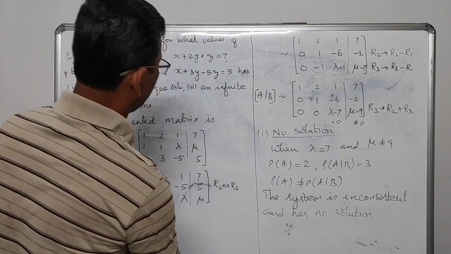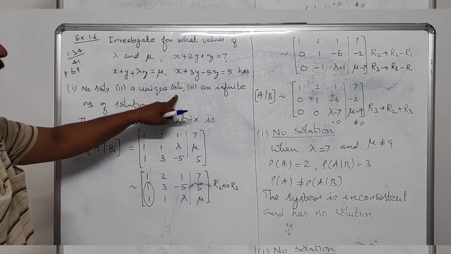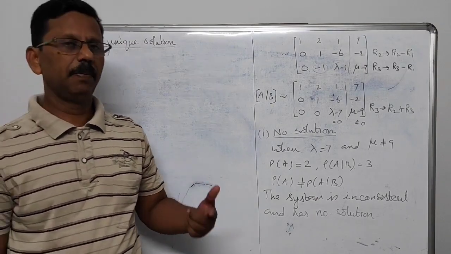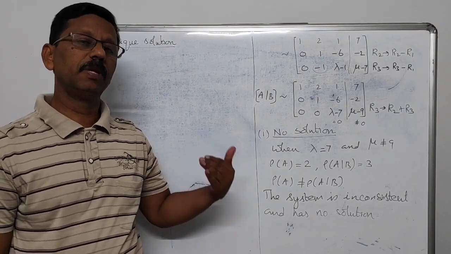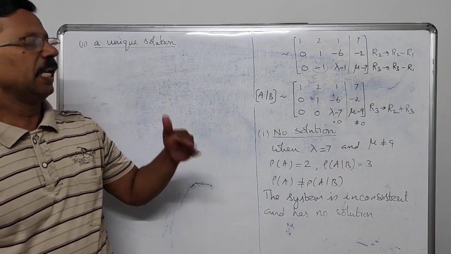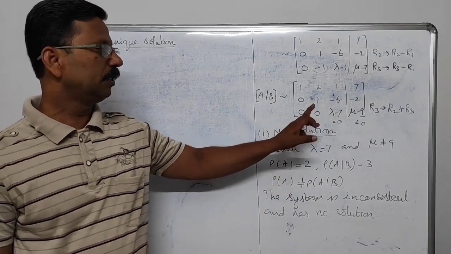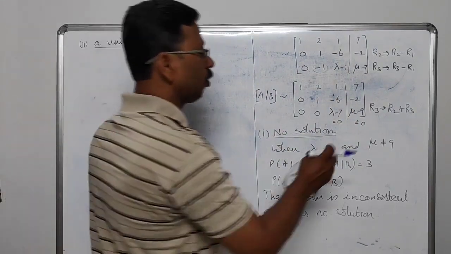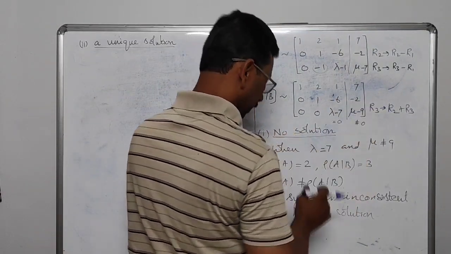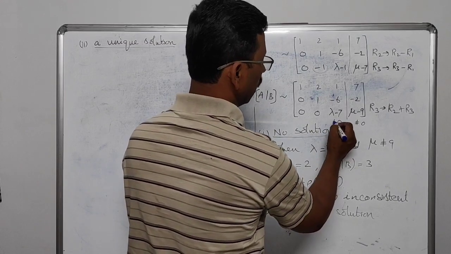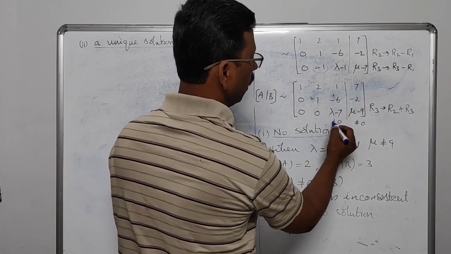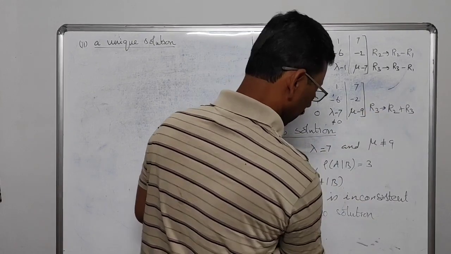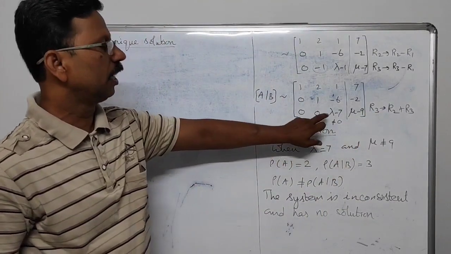Now let us discuss the second case, unique solution. For a unique solution, we know very well the rank of A and rank of AB must be equal, and they should be equal to the number of unknowns. Here the number of unknowns is 3. Therefore, both rank of A and rank of AB must be equal to 3, which means this lambda minus 7 should not be equal to 0. And this mu minus 9, you do not bother whether it is 0 or not, it can take any value.